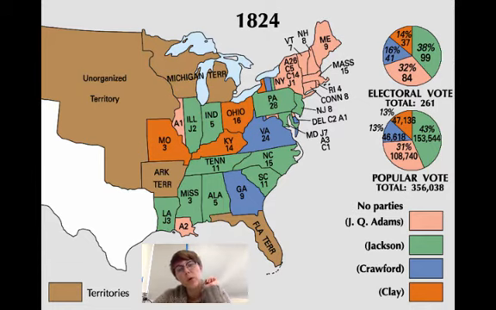So my question for the map that is on this screen, this is your second question of today: looking at this map, both the electoral vote and the popular vote, why would Jacksonians be upset about this election?